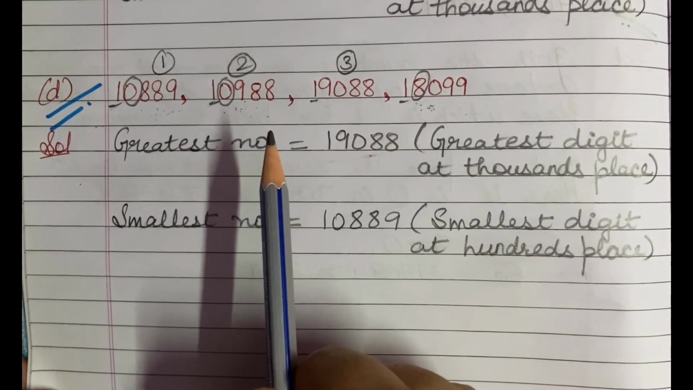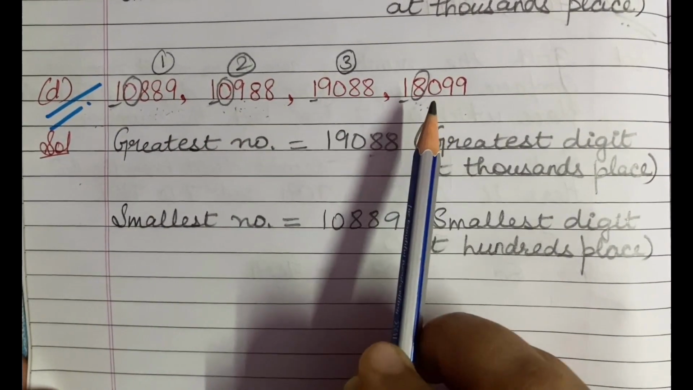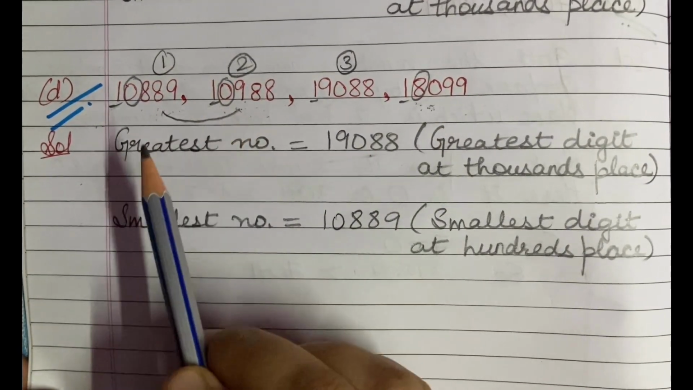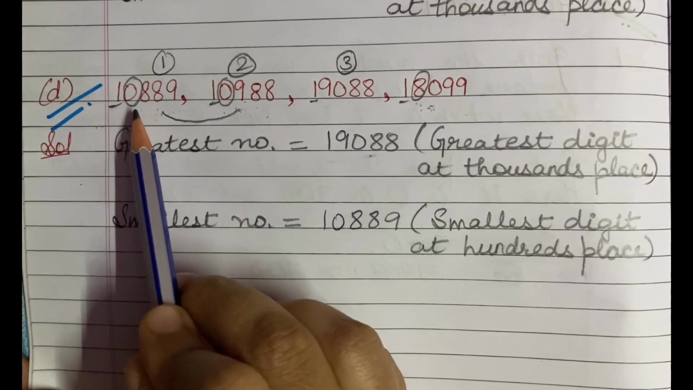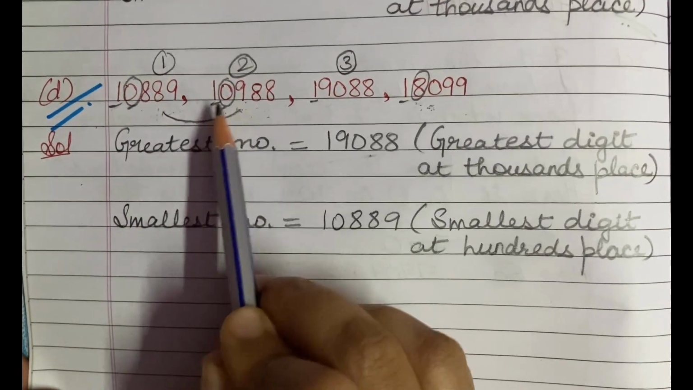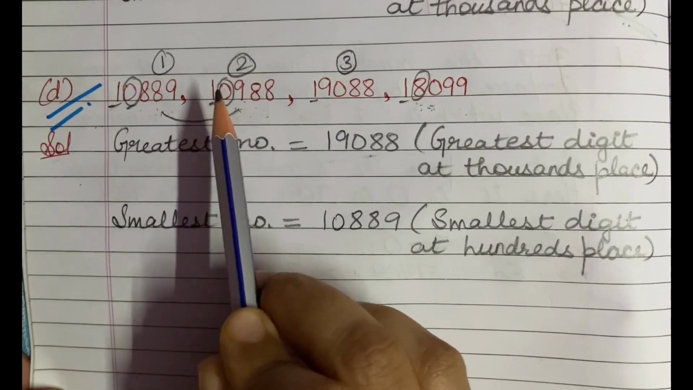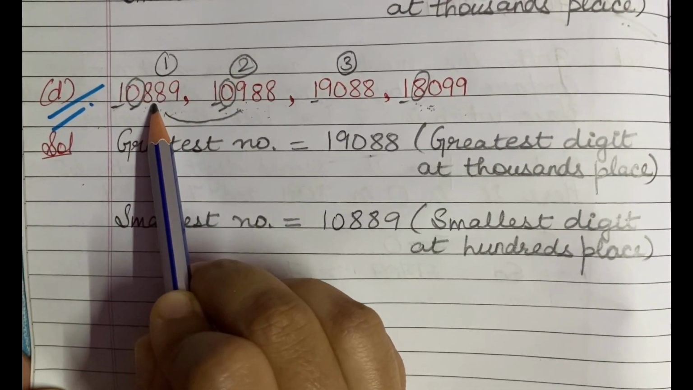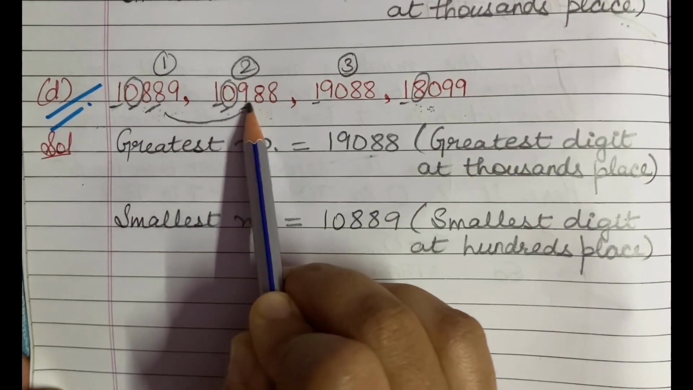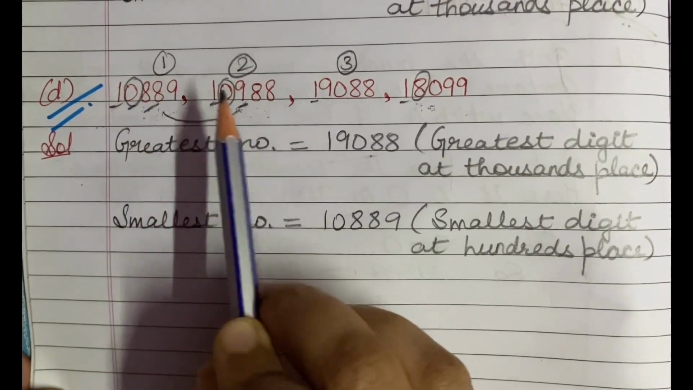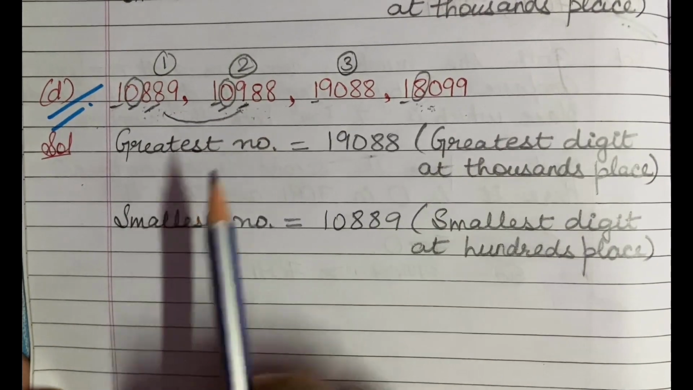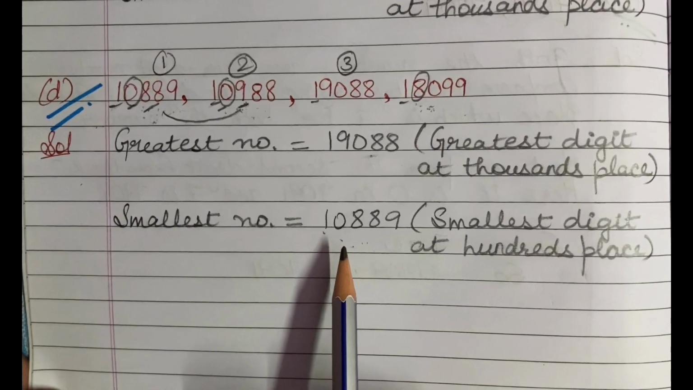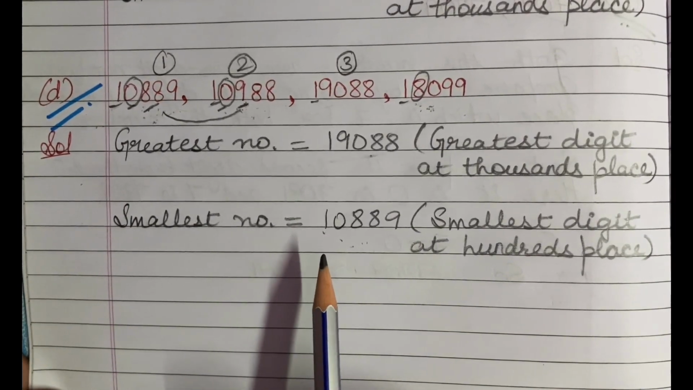And students, you know that 0 is less than 8. So this means out of these two numbers, that is first and second, we will get our smallest number. But here digit at the thousands place is same. So we will look at the digit at the hundreds place. And here in the first number the digit at the hundreds place is 8, and here we are having 9. And you know that 8 is less than 9. So this means 10,889 is the smallest number. Hopefully it is clear to you.